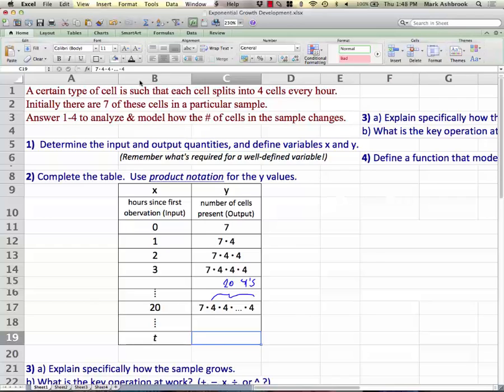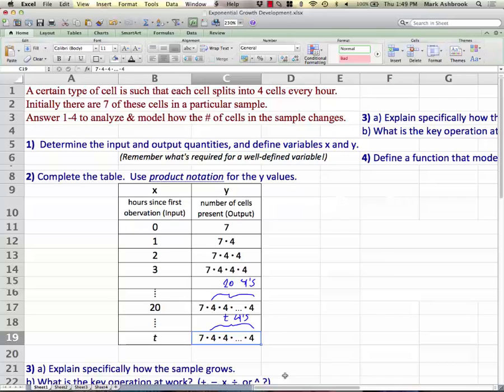Right. So we're going to take 7 and multiply it by 4, t times, right? T fours. Okay, 7 times 4, t fours. Okay, so how is the sample growing? So specifically, mathematically, how is the sample growing?